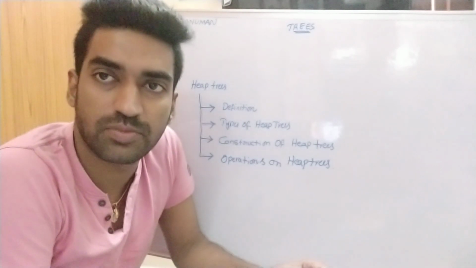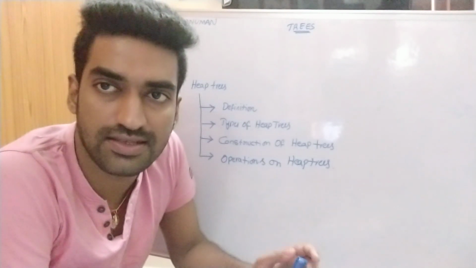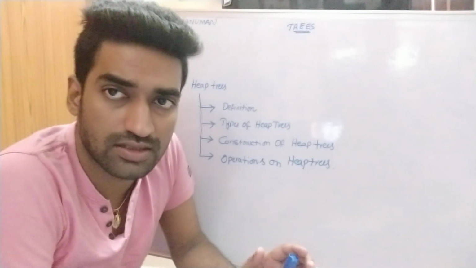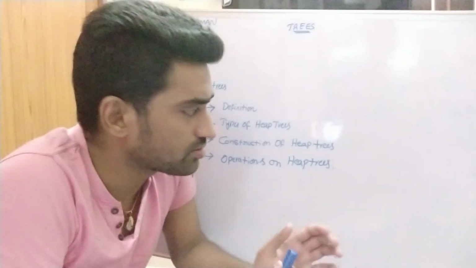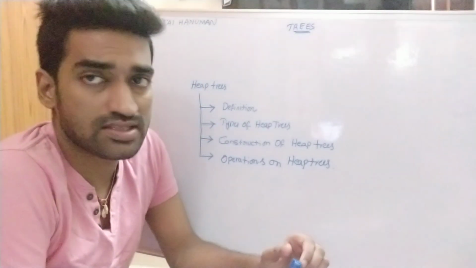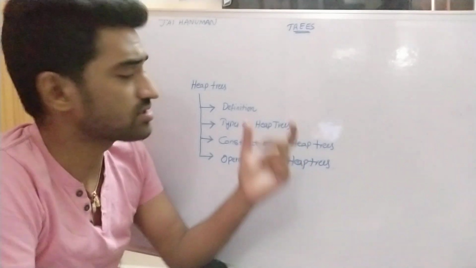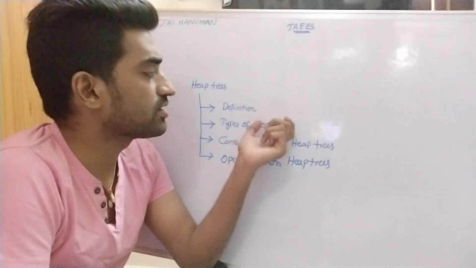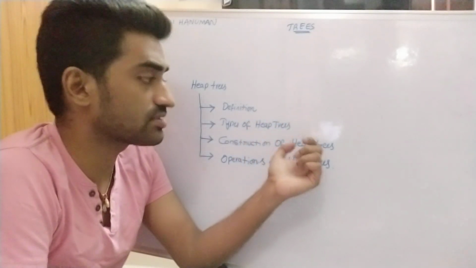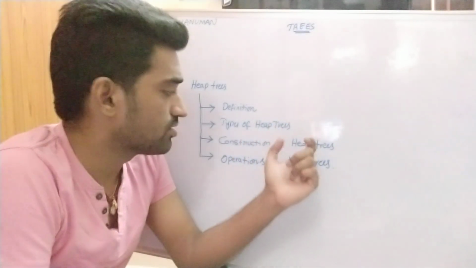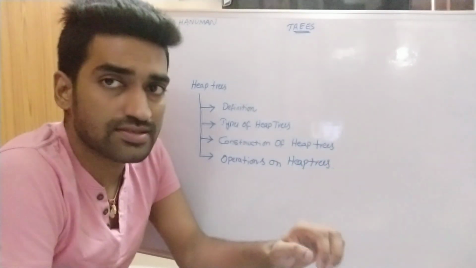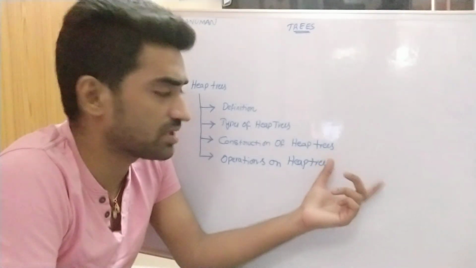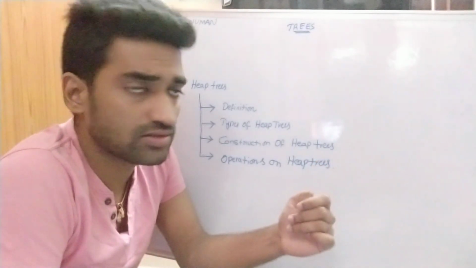Yes, hi friends. In the previous session, we already discussed binary search trees: what is a binary search tree and what are the operations on binary search trees. Today we are discussing one more tree concept, that is heap trees. In this concept, we are mainly concentrating on the definition of heap trees, the different types of heap trees, how to construct heap trees, and then operations on heap trees. Generally two types of operations are mainly performed: insertion and deletion. We are discussing one by one.